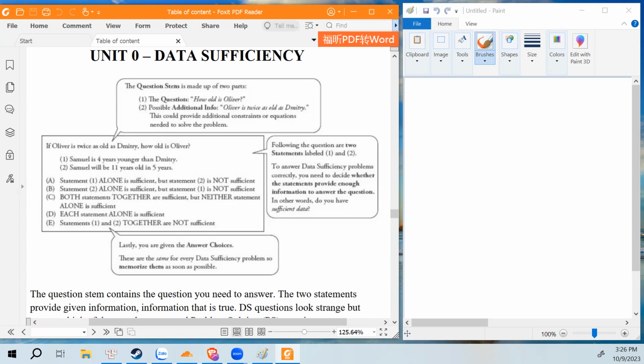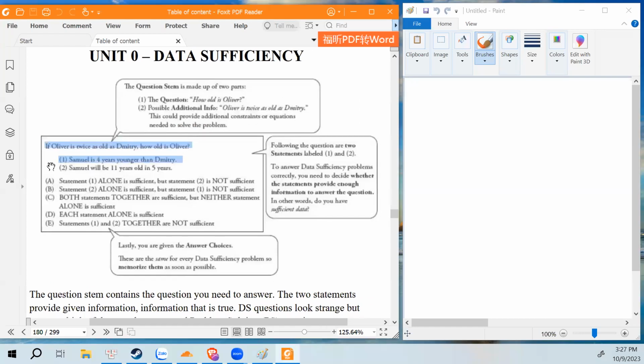So here we have an example. If Oliver is twice as old as Dimitri, how old is Oliver? So this is our question. It sounds like it's asking us to find Oliver's age, but if you look at the question more carefully, it's actually providing us with two more statements. Number one, Samuel is 4 years younger than Dimitri. And statement two, Samuel will be 11 years old in 5 years. So it provides us those two statements.